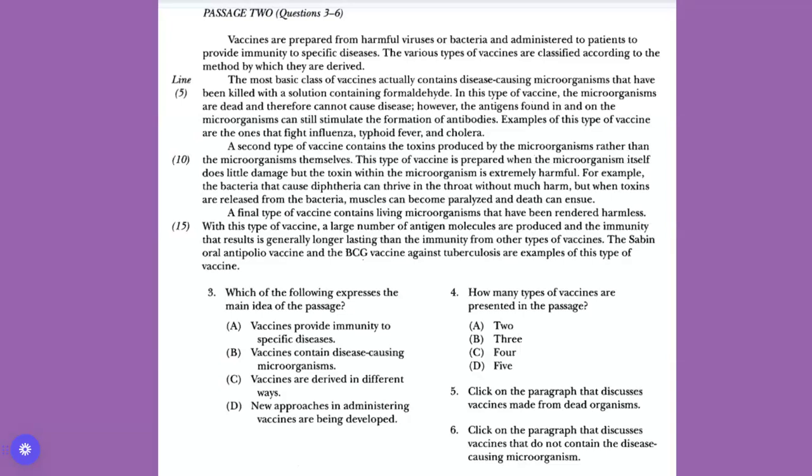I finished, teacher. Okay, and these are the answers. Number 3, C. 4, B. Question 5 in paragraph 2. And question 6 in paragraph 3.